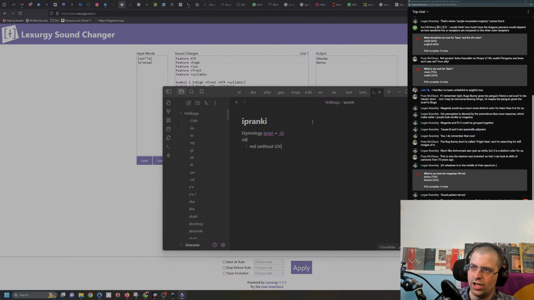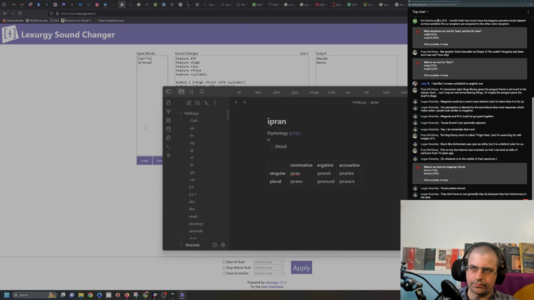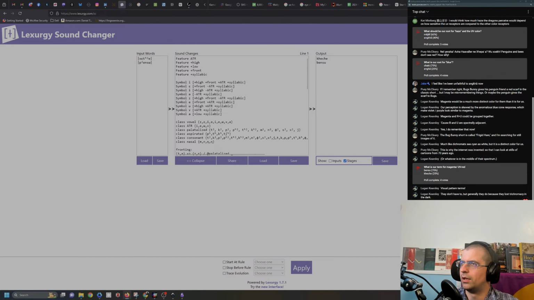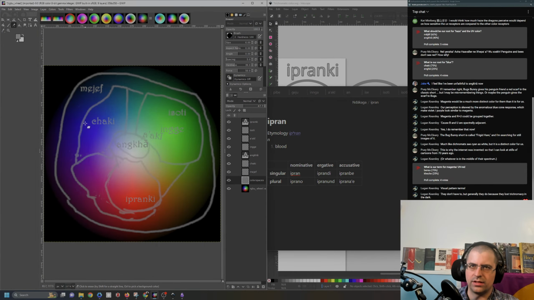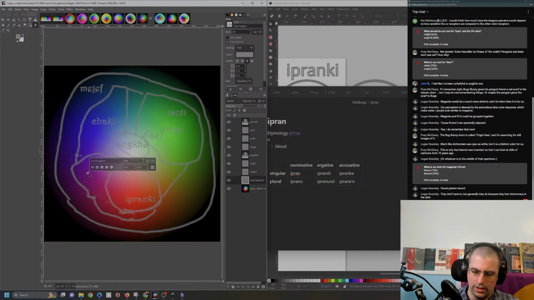So this is a basic color term. And the thing is, there will be reds that cannot be called Ipranki. So it'll be kind of difficult for humans to actually understand the distinction between Ipranki and the other one that we just made, Bensu, right? So let's go ahead and put that on our chart. Bensu.